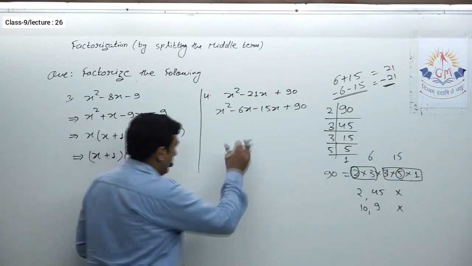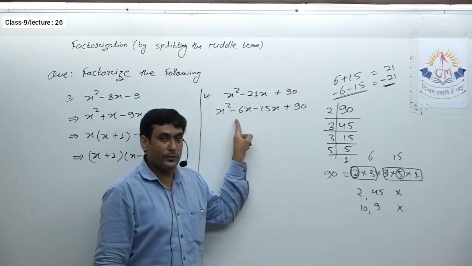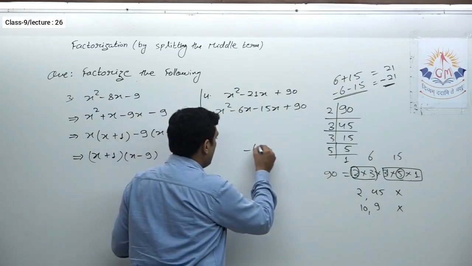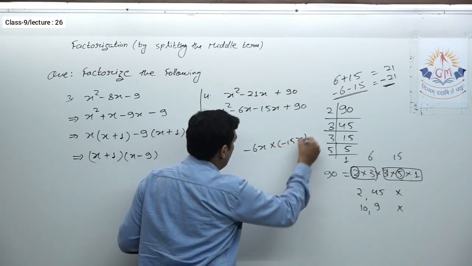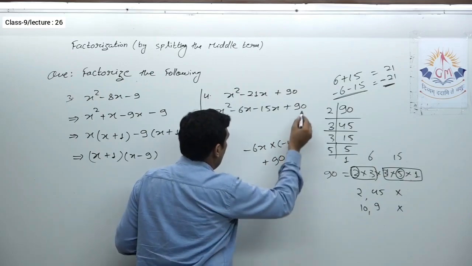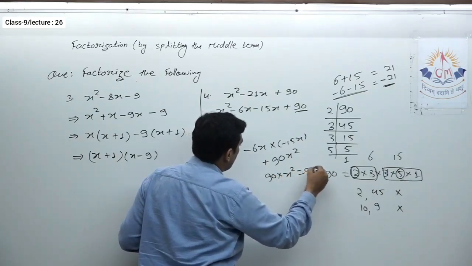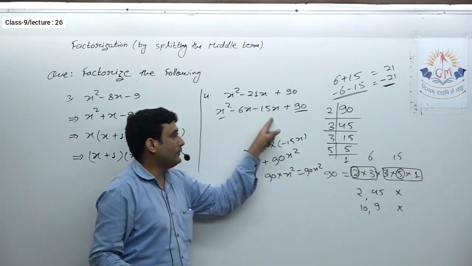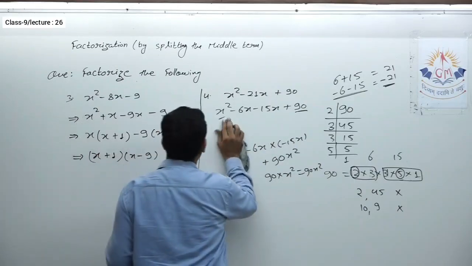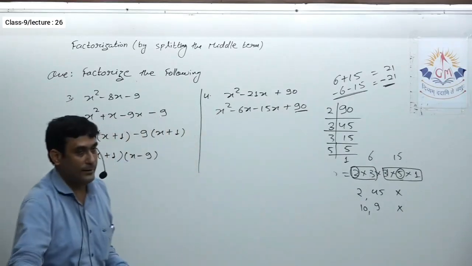Okay. Now, next thing what? Here I do check whether the product of these two is equal to the product of first and last or not. So minus 6x multiplied by minus 15x is equal to positive 90 x square, and over here 90 multiplied by x square is 90x square, isn't it? That means the product of these two is the product of first and last. It means we are on the right track. We are moving absolutely in the right direction.